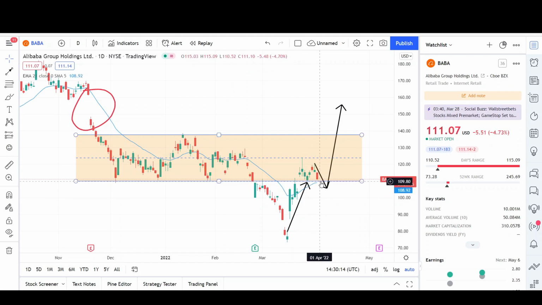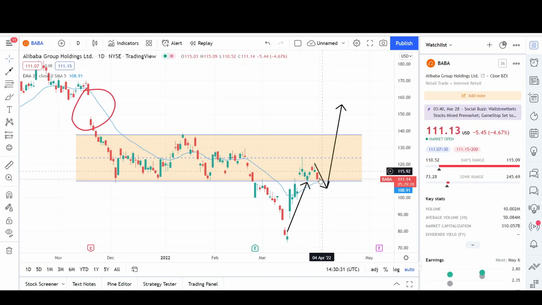So we could see a stop out for these longs with a stop loss below the swing. Probably come back to fill in this gap right here at the 108 level. And once we drop down to the 108, 105 level, we need to see buyers step in the market. And then if buyers step in the market, we're going to probably continue much higher.